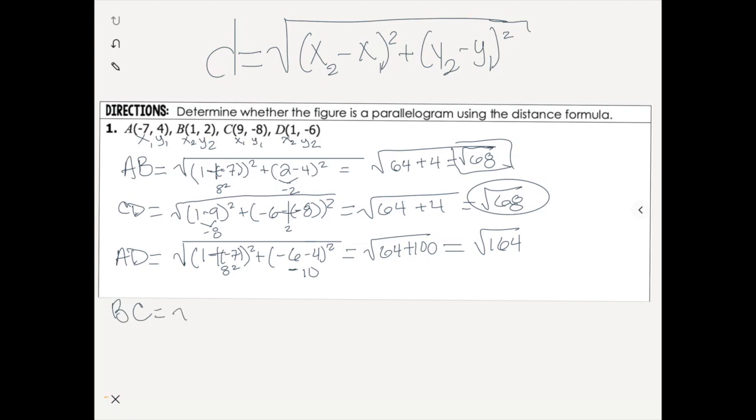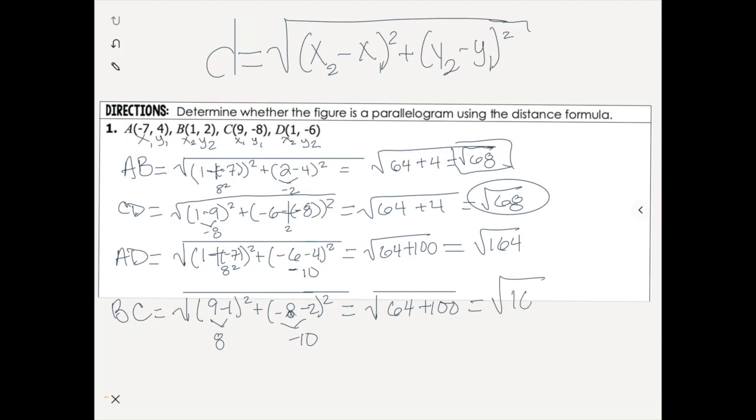All right, we're going to have 9 minus 1 squared plus negative 8 minus 2 squared. And that's going to give us 64, because 9 minus 1 is 8, and 8 squared is 64. Negative 8 minus 2 is negative 10. Negative 10 squared is 100. So we're going to have the square root of 164.